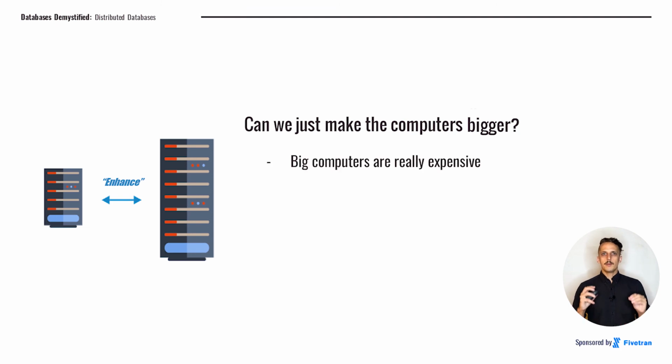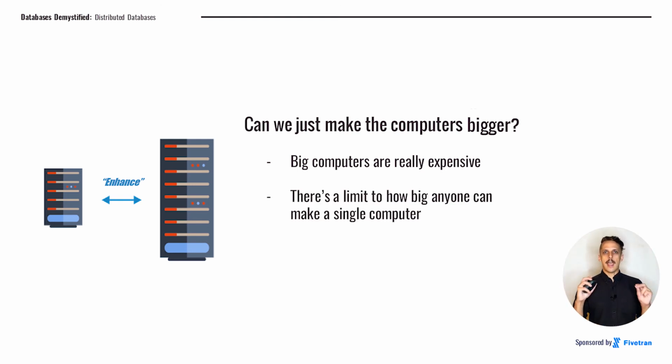First, big computers are generally really expensive. The bigger the computer is, the more expensive it's going to be, and that scales non-linearly. So a computer that has 128 CPUs is going to be much more expensive than 16 computers that have 8 CPUs each, even though that's the same number of total CPUs. Computers get disproportionately more expensive as you make them bigger and bigger. Second, there's a limit to how big anyone can make a single computer. At some point, you'll reach a level where you just simply can't buy a computer that's bigger than the one that you currently have.